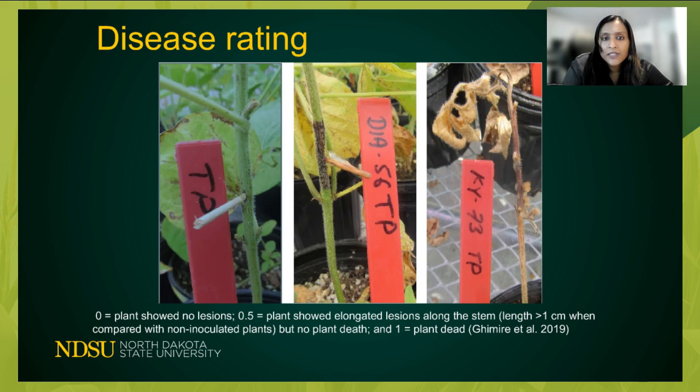We used a very simple rating scale. 0 means there is no wound or any discoloration from the wounding. We used 0.5 if we saw lesion spreading, but the plant was still alive. And then we used a rating of 1 if the plant was dead from Diaporthe.